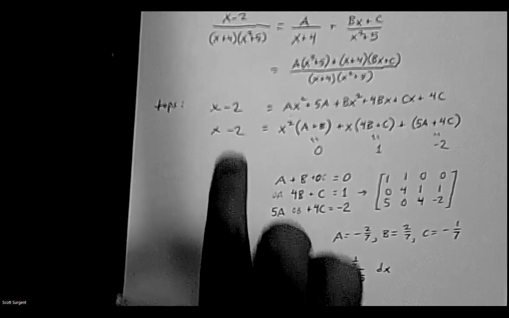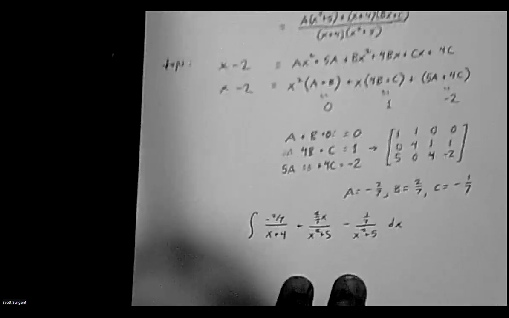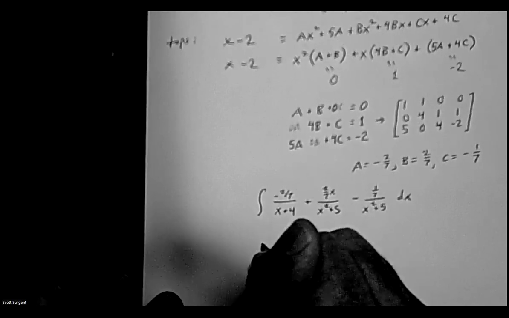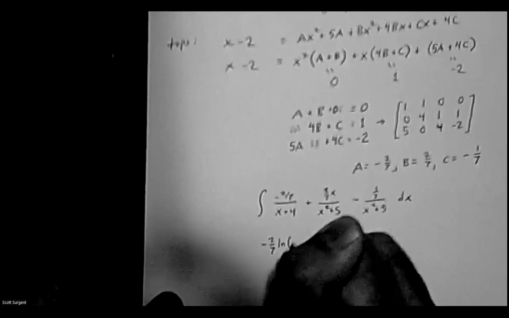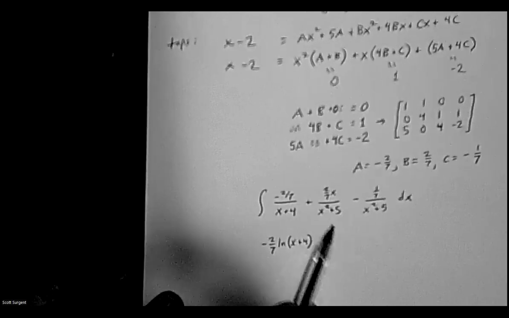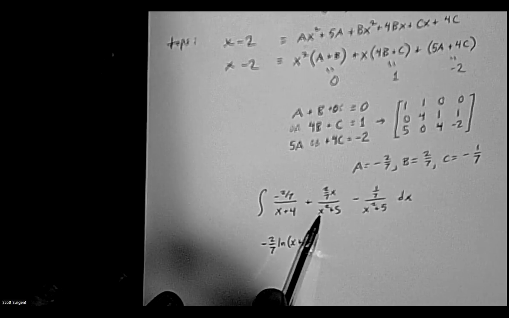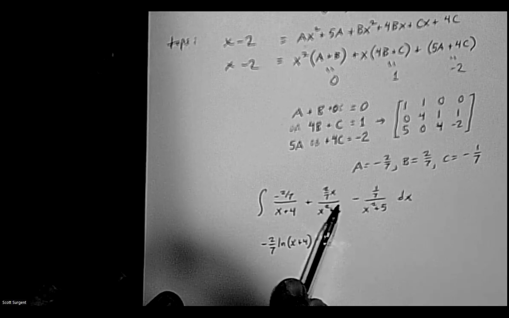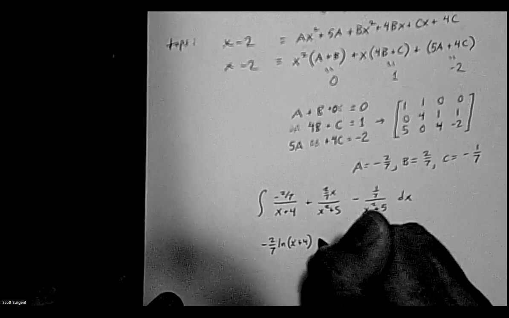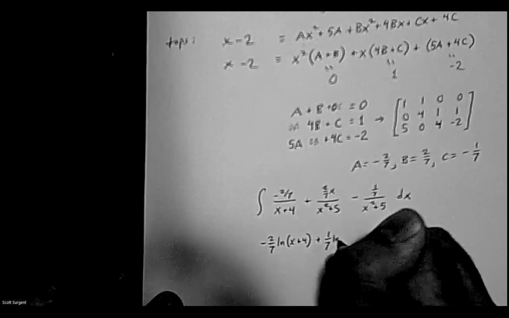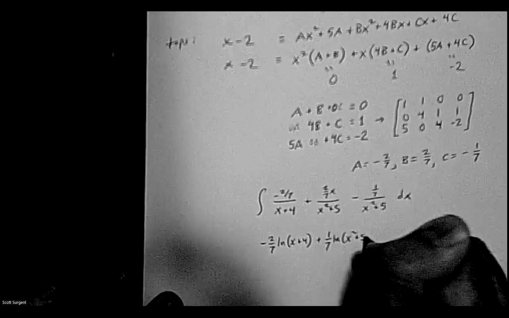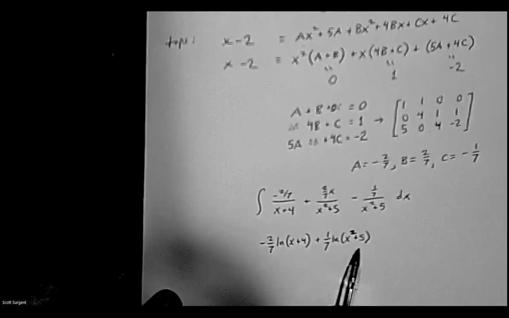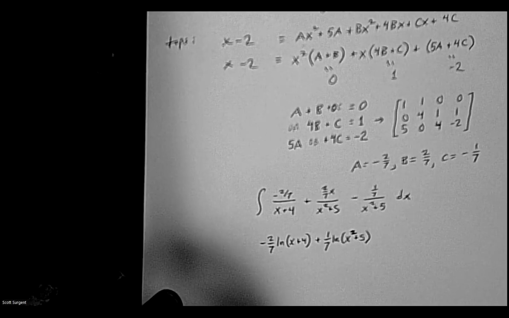Okay, so I'm using the original parfrac form, and I've got my A, B, and C. This first one is just a natural log, so it's -2/7 ln x plus 4. This is just going to be a u du. Bottom is x squared plus 5. Du is 2x, so there's the 2x. That's going to be 1/7 ln x squared plus 5. And I always recommend on the u du's, if you're not sure, just take a quick derivative of your answer and see if you get what you had there again.